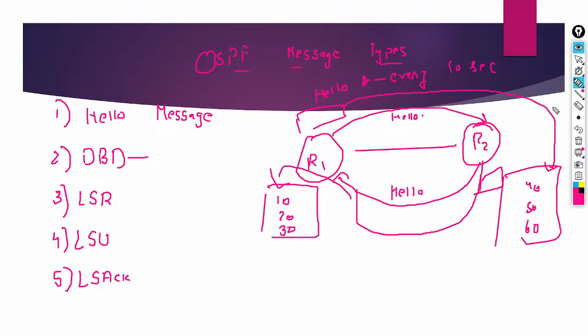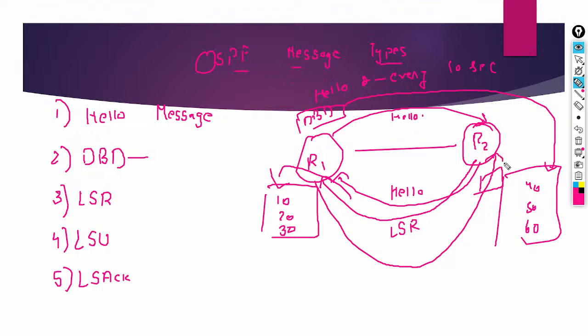R2 is going to generate one message to R1, that is LSR, the link state request. After checking the DBD message, the LSR will be sent from R2 to R1. Then R1 will send an update packet to R2, that is known as LSU. In that update, it will include the information that was asked for by the request. In the request packet, R2 has asked R1 to share the information that was present in the database description but was not present in its routing table.